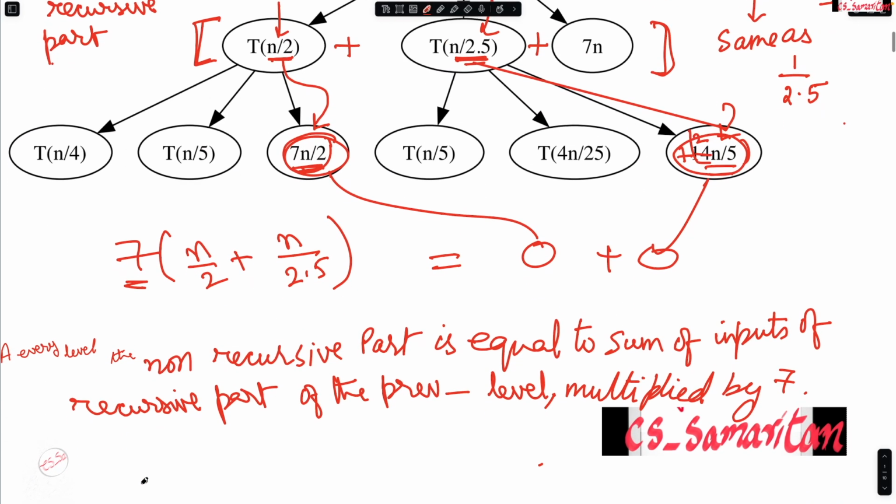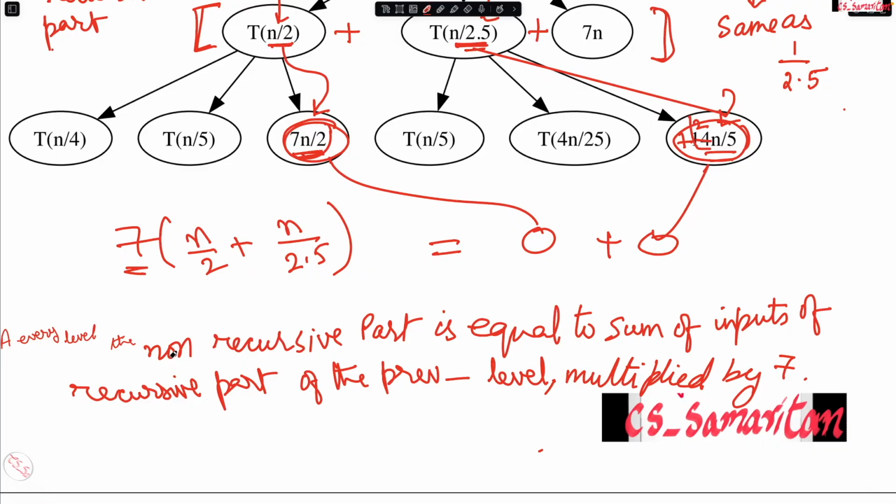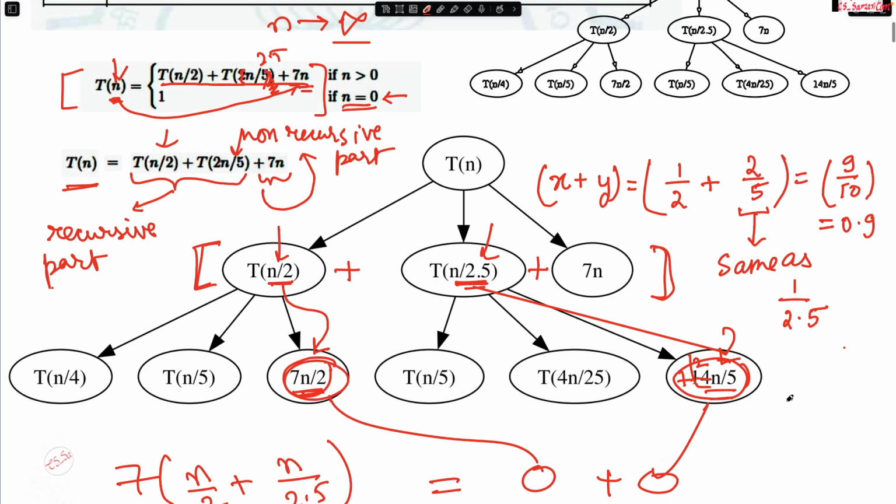I even wrote this over here because it is so important. This observation is very important. At every level, the non-recursive part is equal to the sum of the inputs of the recursive part of the previous level multiplied by 7, right? I do hope that you are able to follow this, because this part is very important.